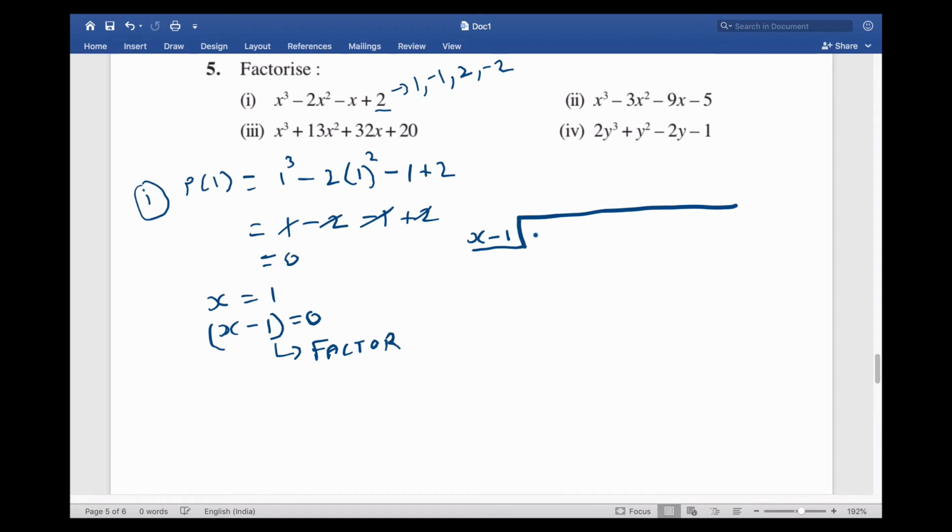Now we need to divide by x minus 1 our question, x cube minus 2x square minus x plus 2. You must make sure that it is in the descending order of the power. My aim is to eliminate the first term. So in order to eliminate this, I must multiply it with x square. So I get x cube minus x square. When I subtract, the signs will get reversed. This and this will get cancelled.